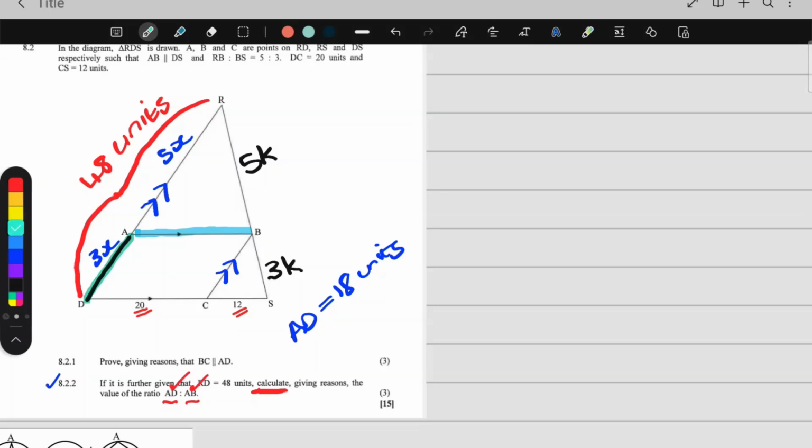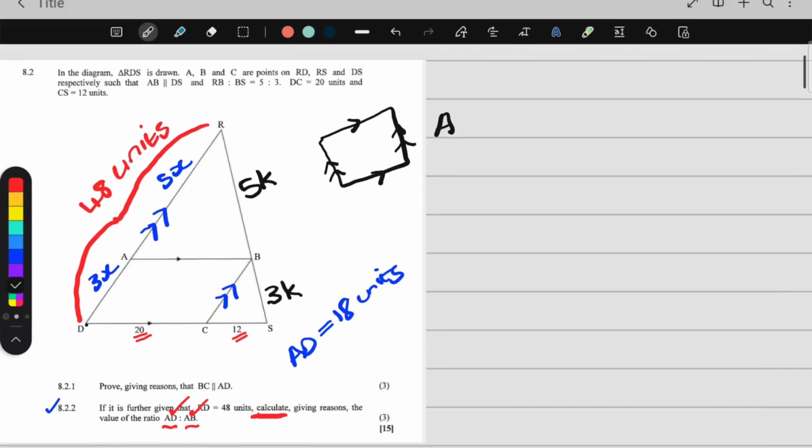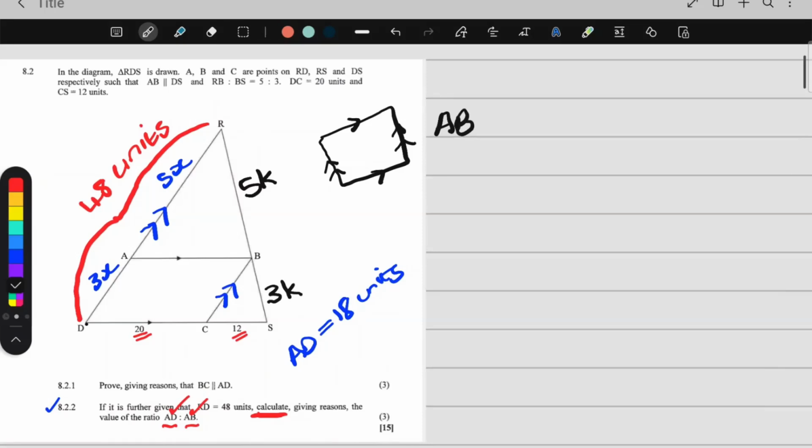AB is this side over here. This is AB. Let's take all of this away. Can you see that ABCD is a parallelogram? How do I know? Because this is parallel to this and this is parallel to that. That's a parallelogram. Both pairs of opposite sides are parallel. So A, B, C, D is a parallelogram. Why? Both pairs of opposite sides are parallel.